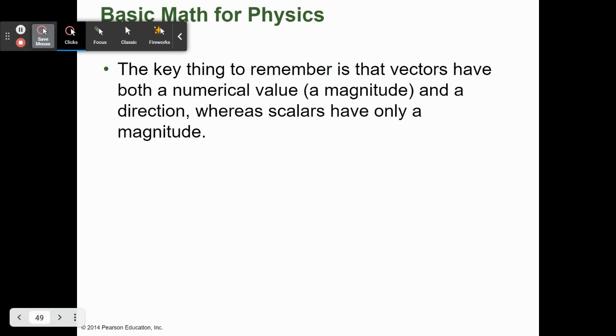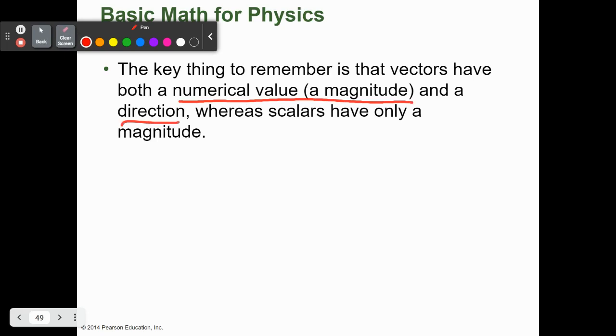The key to remember is that vectors, and we've already talked about this, have a numerical value, and we call that a magnitude. So you might want to jot that down just because that's a term that you might hear. The numerical value on something is called its magnitude. So vectors have magnitude and direction. Scalars just have magnitude. Magnitude means the number and its units. That's it.